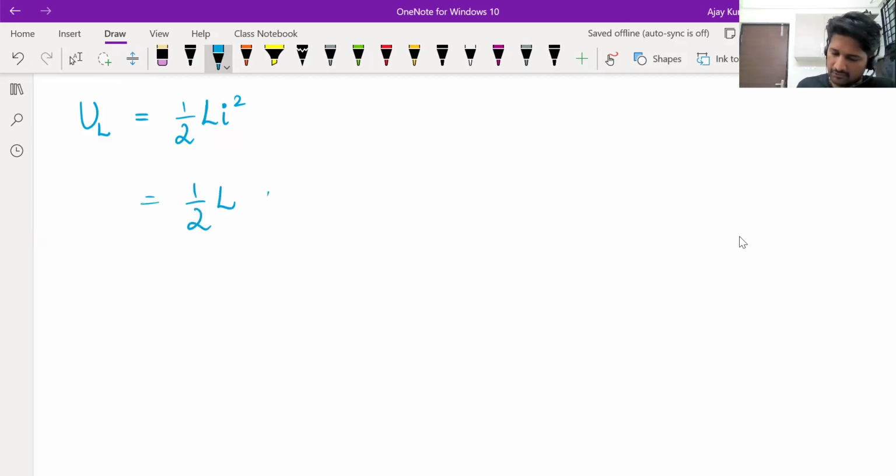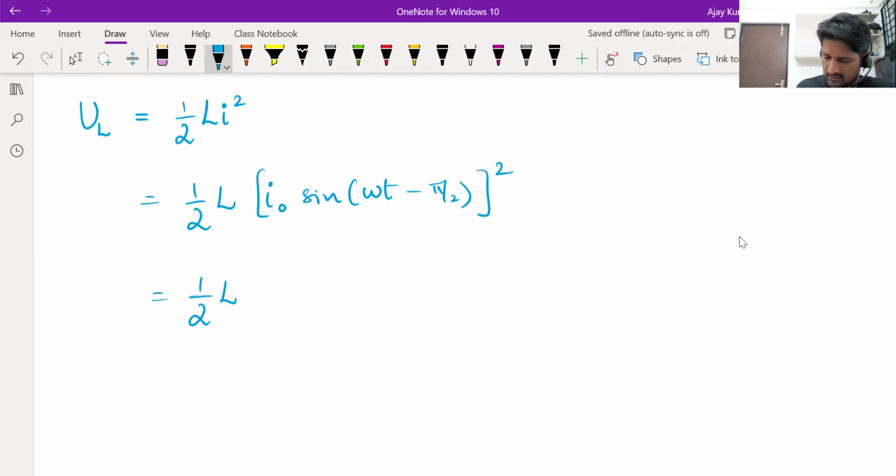Half L, and in place of I, I am substituting I naught sine of omega t minus pi by 2, where I naught is E naught by L omega, and you have to square it. So this becomes half L I naught square sine square of omega t minus pi by 2. That's the energy stored in the inductor at any time, as a function of time. You know this keeps varying, so we'll be interested in finding the average energy stored in an inductor in one time period.